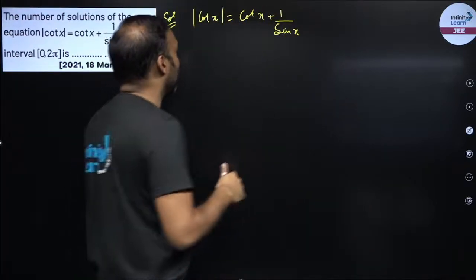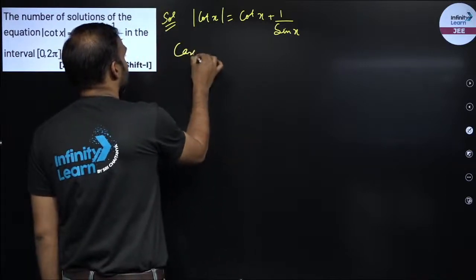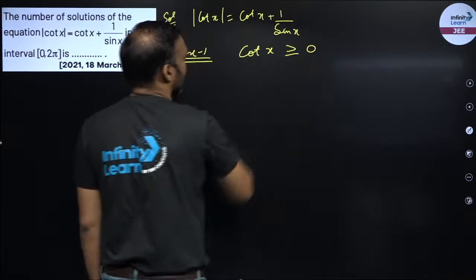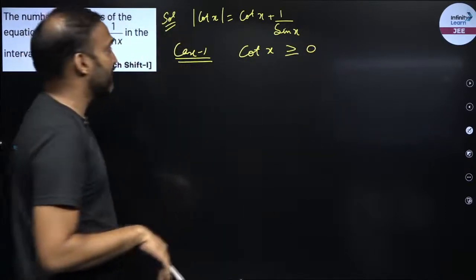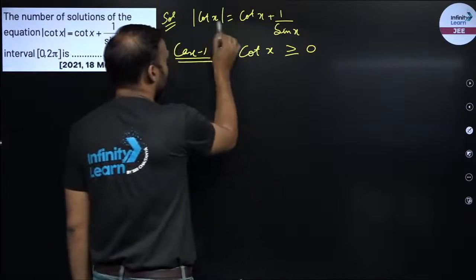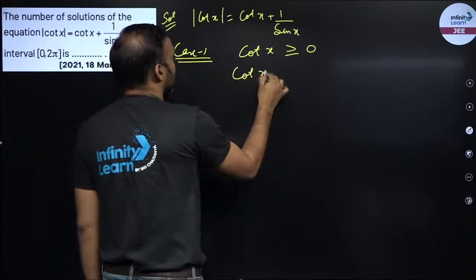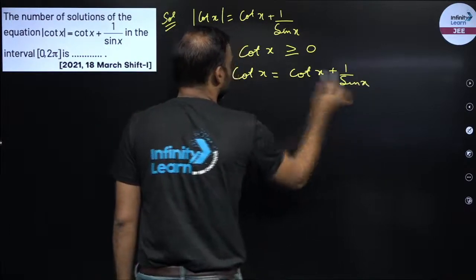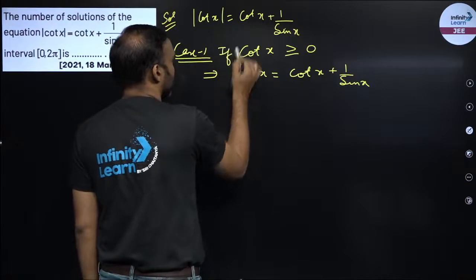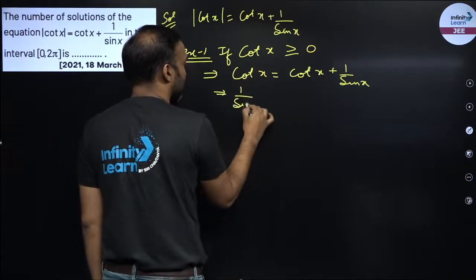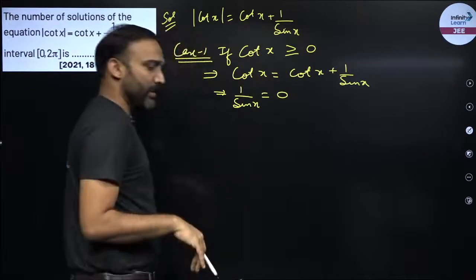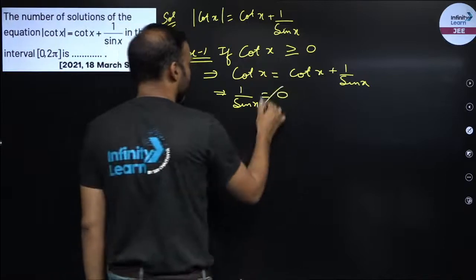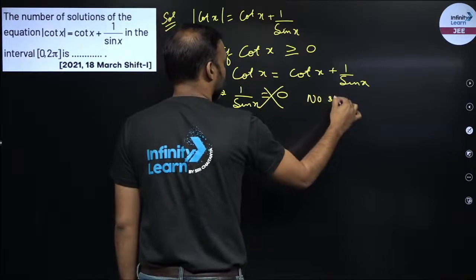So now over here I'll remove this modulus. So I'll make two different cases. Case 1, cot x is positive, right? So if cot x is larger than or equal to 0, then I can say mod of cot x will be equal to cot x only. So cot x is equal to cot x plus 1 by sin x. This becomes my equation, right? If this holds true, then from here I get 1 by sin x is equal to 0. Can I think of a number where 1 by sin x becomes equal to 0? No, right? So I have no solution over here.